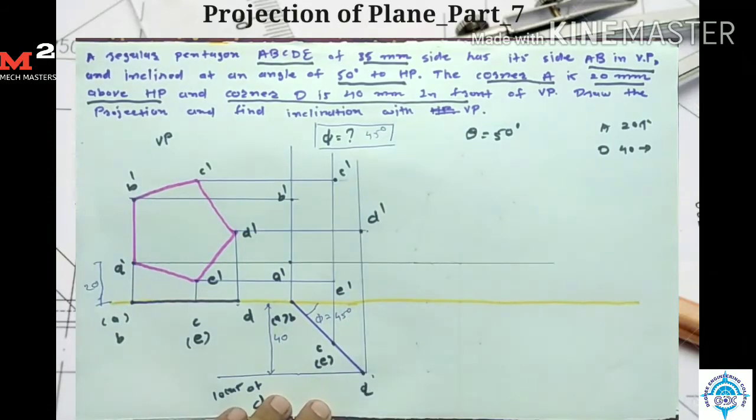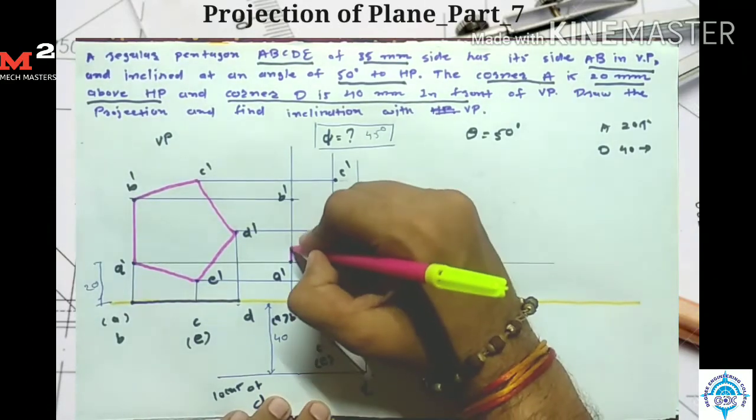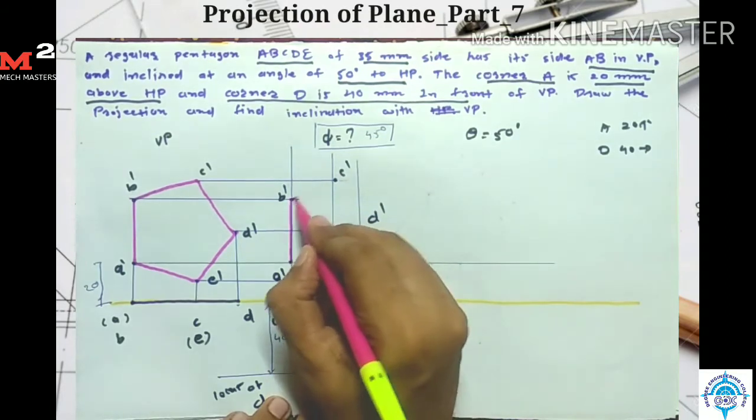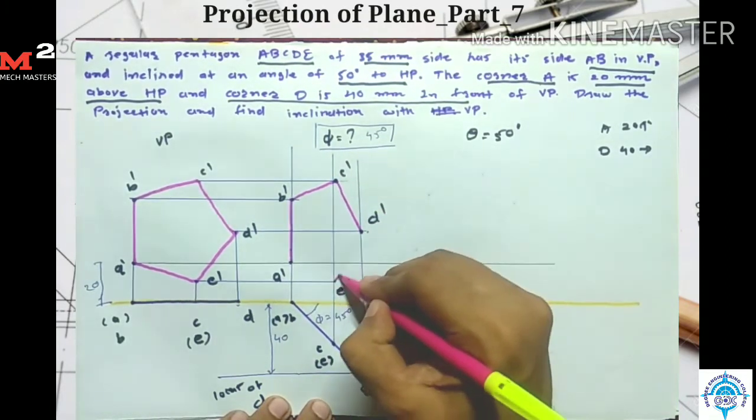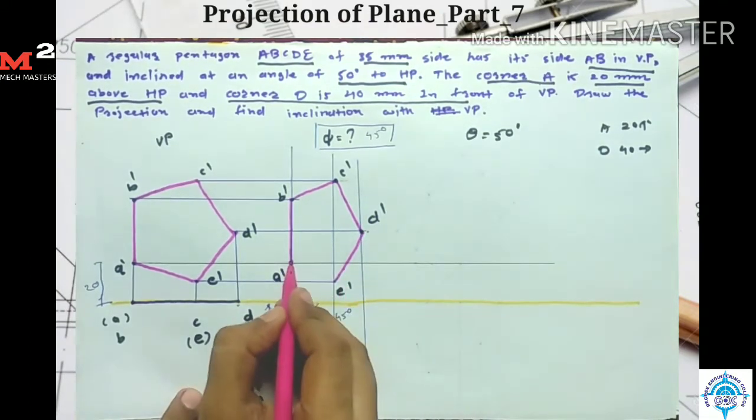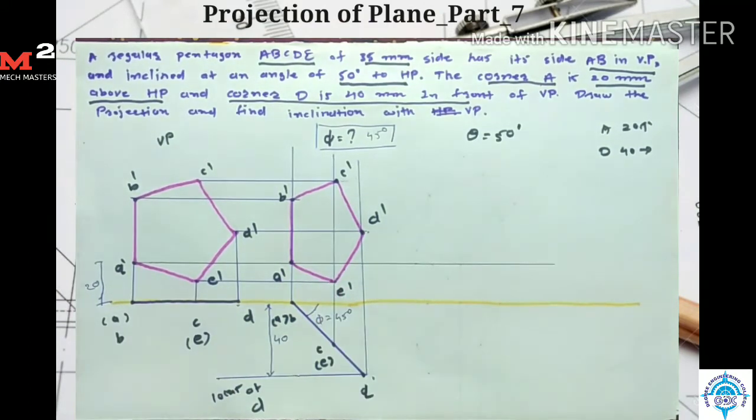Okay, so after joining these points A dash B dash, B dash C dash, C dash D dash, D dash E dash, and E dash A dash, I complete the front view for the second stage. Okay, let's come to the third stage.